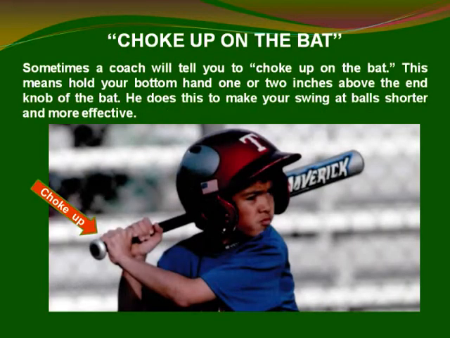Sometimes a coach will tell you to choke up on the bat. This means hold your bottom hand 1 or 2 inches above the end knob of the bat. He does this to make your swing at the ball shorter and more effective.